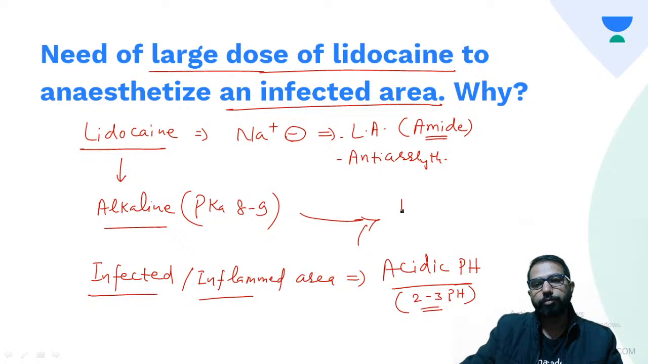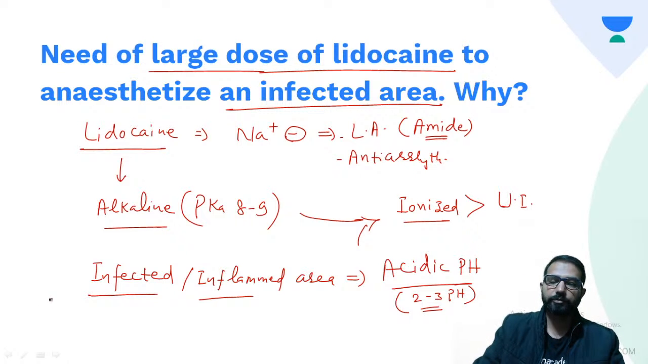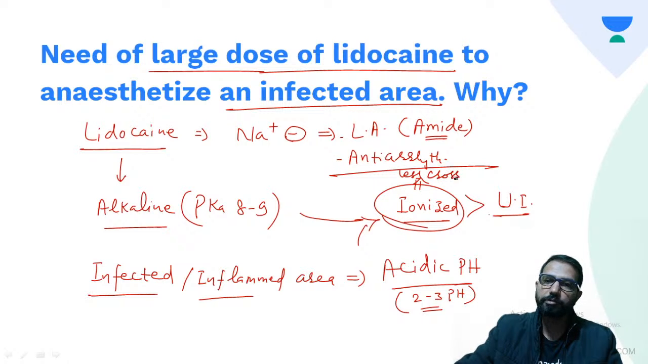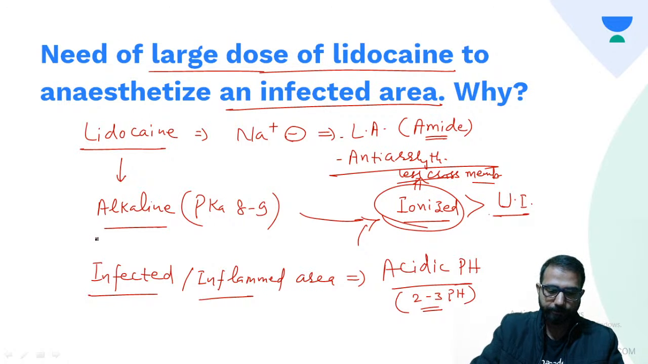What happens? More ionized, by the Henderson-Hasselbalch equation, less unionized. More ionized, less unionized. And which can cross the membrane? Only the unionized form can easily cross the membrane, not the ionized. So because of more ionized, it crosses the membrane less, and that's why the dose requirement will be higher. And because of that only, it is slow. The onset is slow as well as a large dose is required.